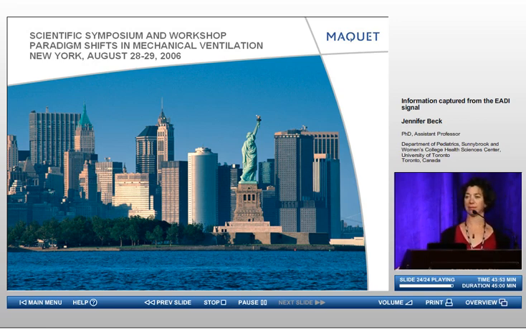Question back here. The diaphragm is a fairly large muscle, and you're indirectly measuring electrical activity in one small area. Do you have any data that correlates the reliability of measuring the electrical activity in that one small area as representing the entire diaphragm?